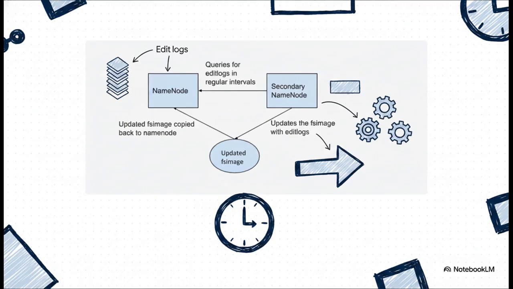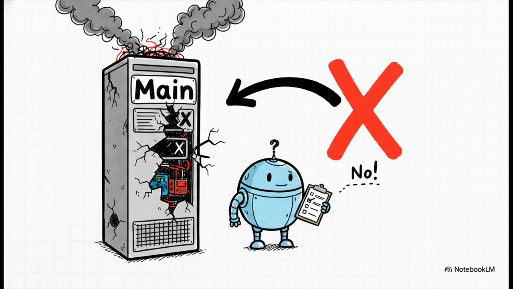Notice how it sits off to the side here and acts as a sort of checkpoint helper. At regular intervals, it queries the main name node for those edit logs. It steps in to do the heavy computational work of applying those logs to the fsimage itself, generating an updated fsimage. Then it copies that fresh, updated file right back to the main name node. So it's essentially just a helper node that drastically cuts down on the time the main node has to spend crunching log files. Now, please heed this absolutely critical warning.